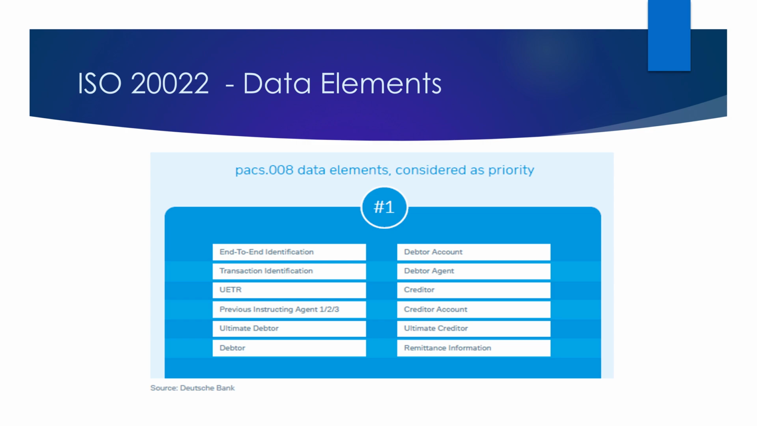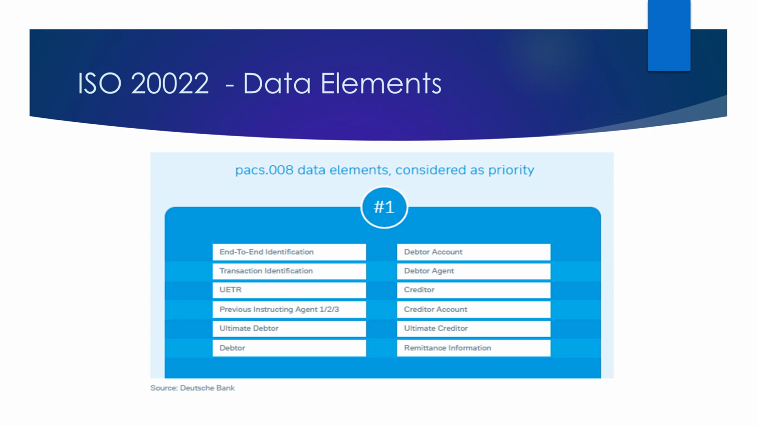Then we have a UETR, which is a unique end-to-end transaction reference created using a specific standard. The reference must be passed unchanged throughout the payment. It may also be created by the debtor within their payment initiation request and also included in the reporting message. UETR is also a very important element for GPI track and trace, as well as GSRP, which is your global stop and recall. Moving on to your next element, which is the previous instructing agent 1, 2, and 3.